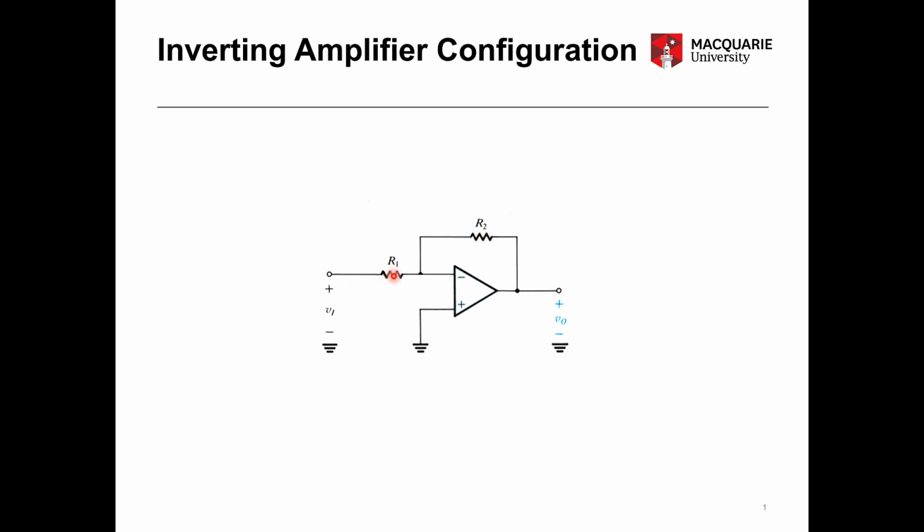We also have an input resistor R1. You can see that our input voltage comes in on the left hand side here, VI, and our output voltage is on the right hand side there at the output of the op-amp.